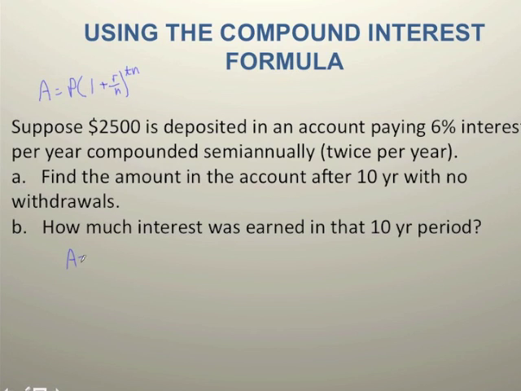So A equals the principal, $2,500, times 1 plus the interest rate as a decimal, so 0.06, divided by the number of times compounded a year, which is twice in this case, raised to the 10 years times 2, compounded twice a year. We need to evaluate this expression then.